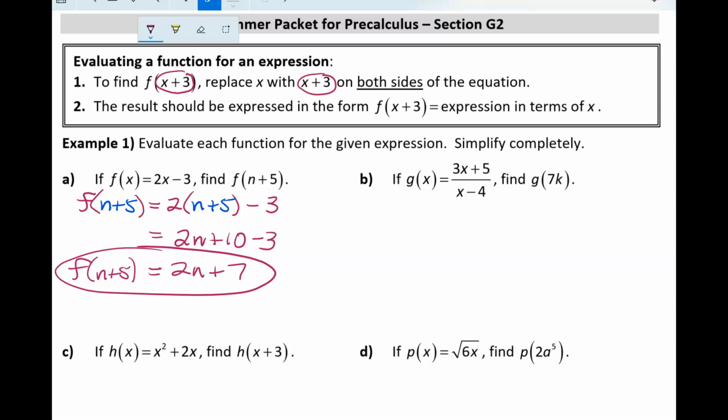Don't go any farther than that. The f of n plus 5 doesn't mean multiplication. It just means when n plus 5 is input, the output is 2n plus 7.